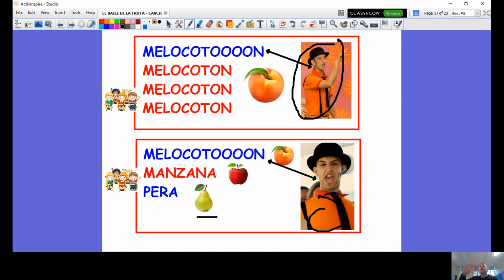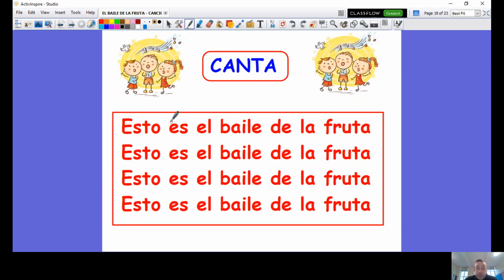Here we go. Melocotón, melocotón, melocotón, melocotón. You repeat. Melocotón, melocotón, melocotón, melocotón. Then Nacho's going to do this. Melocotón, manzana, pera. And we repeat with the actions. Melocotón, manzana, pera. Let's practice that. Melocotón, manzana, pera. Then, da, da, da, da, da, da, da. We go straight to the chorus.